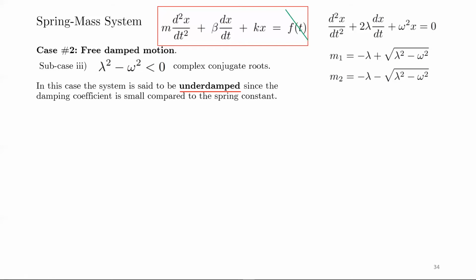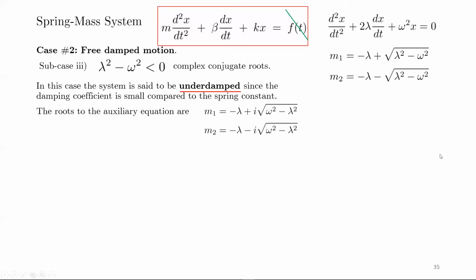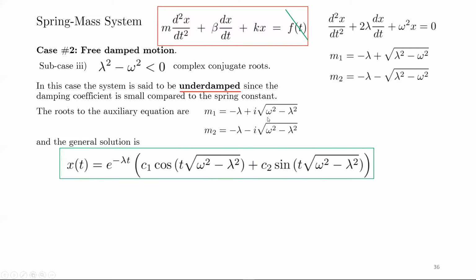Okay, so we get complex conjugate roots, negative lambda plus or minus the imaginary number times the square root of omega squared minus lambda squared. So these are the roots of the auxiliary equation. We know that the general solution to this case is equal to e to the minus lambda times time. So this is the real part of the solution, right? Minus lambda. Multiplied by c1 cosine of t times the square root of this thing. So this is the imaginary part of the solution. Plus c2 times sine of t times the imaginary part of the solution.